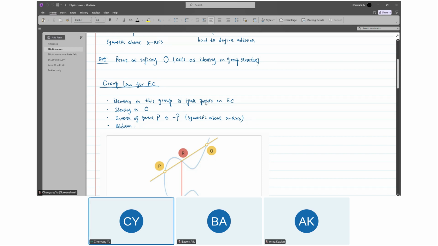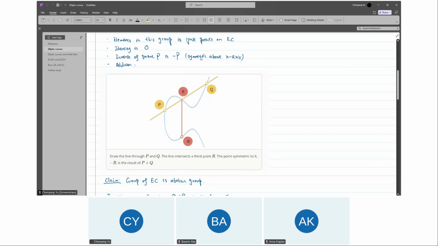The elements in the group are just points. The identity is the capital O, which is an imaginary point. So P plus negative P equals capital O. This is something like zero, but it's a point.